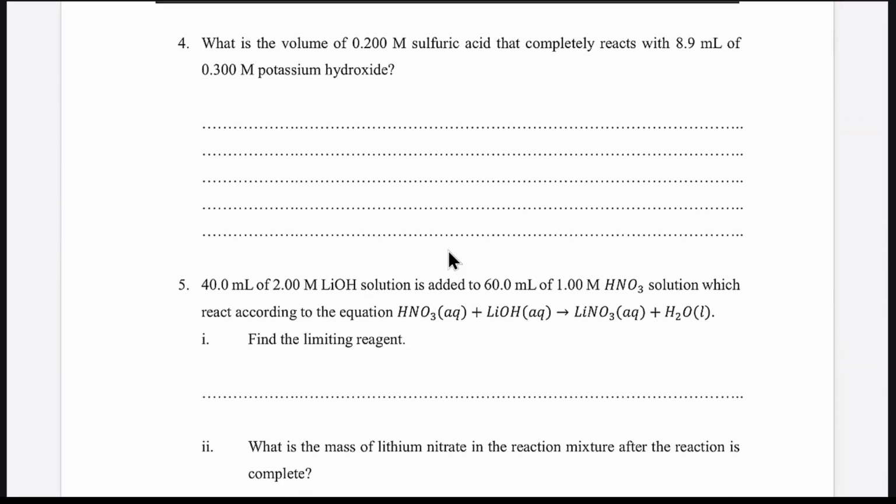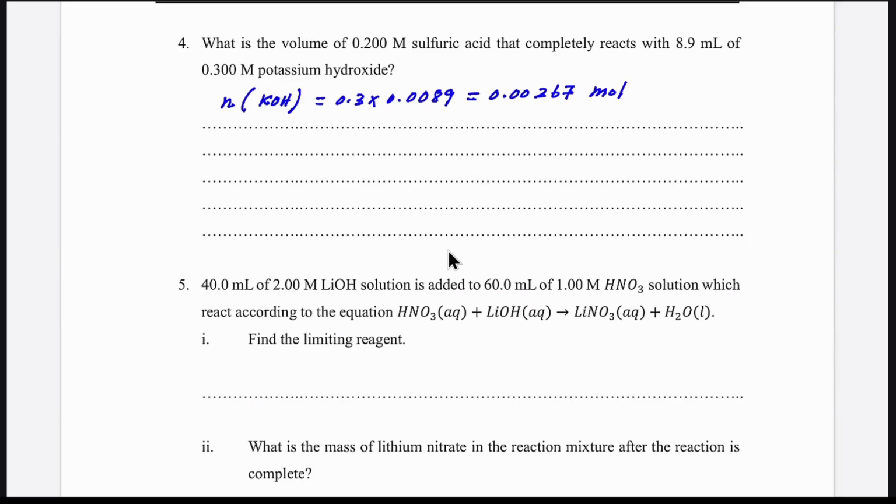What is the volume of 0.2 M sulfuric acid that completely reacts with 8.9 ml of 0.3 M potassium hydroxide? Now we'll calculate the number of moles of potassium hydroxide, KOH. 0.3 times 0.0089, and that's 0.00267 moles. Good.